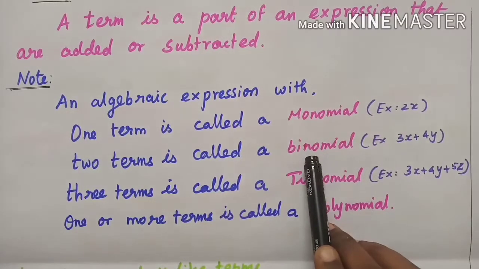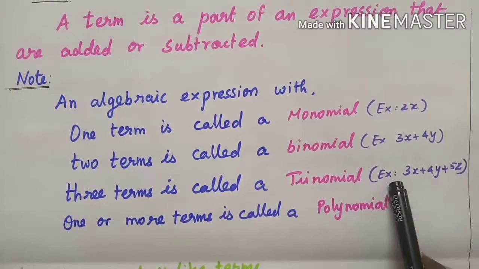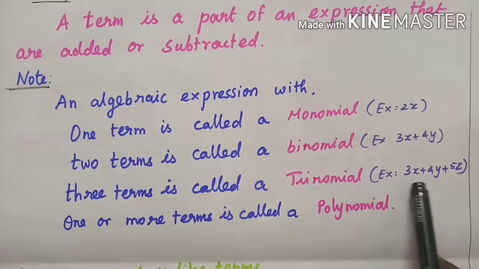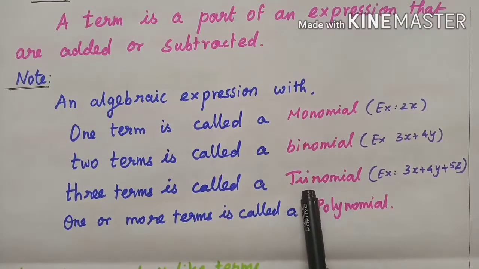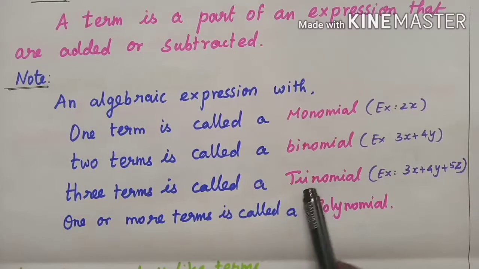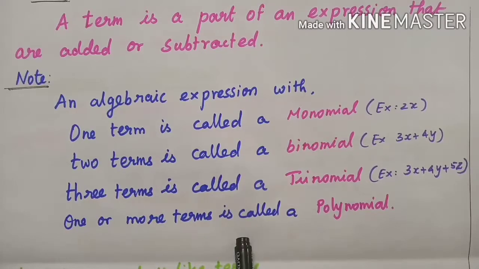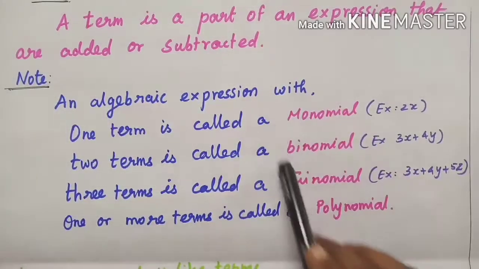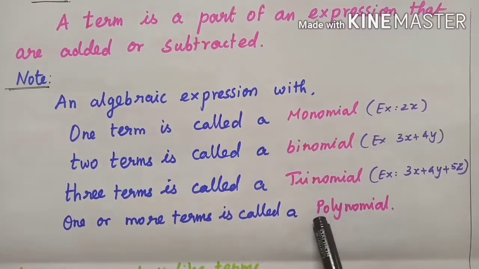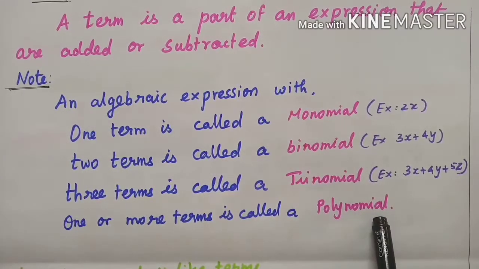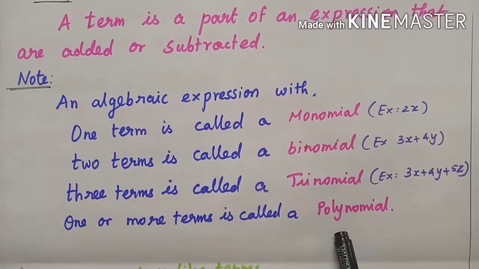Instead of two terms, here we have 3x plus 4y plus 5z. These types of expressions are called trinomials. Is it clear? Right. So, what about polynomial? One or more terms, that is monomial, binomial, trinomial, all together we can call by the general name polynomial, right? One or more terms is called a polynomial.